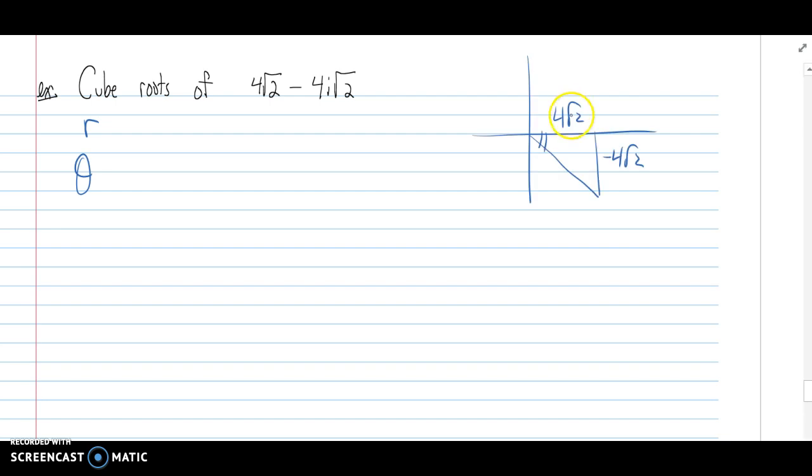So find the radius. A squared plus b squared, the square root of that is going to give us that the radius is 8. And the tangent inverse of opposite over adjacent gives us that this angle is 45 degrees. Because of that quadrant, we're going to take 360 minus 45 to get 315 degrees for our angle. So we're taking the cube root of 8 cis 315 degrees.